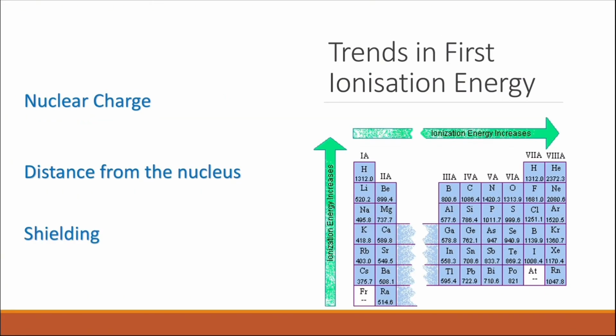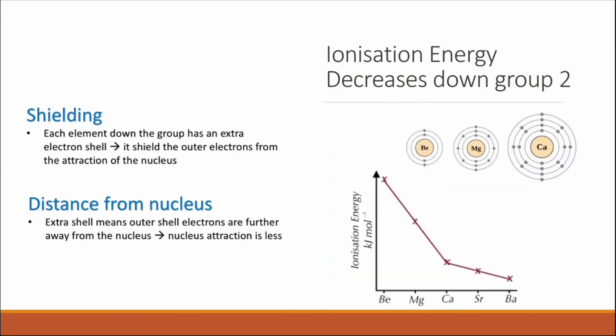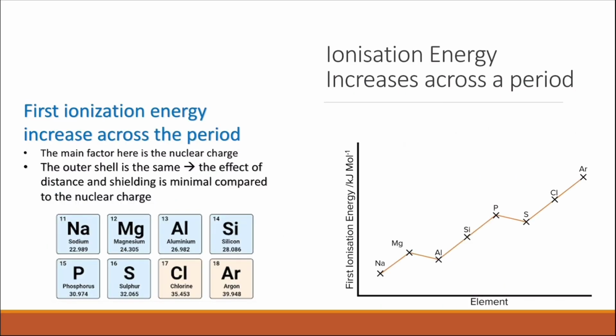Trends in the first ionization energy: we said we have all three factors, the nuclear charge, distance from nucleus, and shielding. So we talked about the ionization energy down the group. We have group 2 elements, or alkaline earth elements. One of the trends is the decrease in the ionization energy down the group. This is because of the increase in the shielding and the distance from the nucleus. And then across the period, you will have the same number of electron shells.